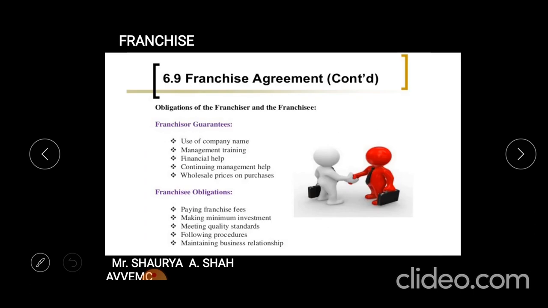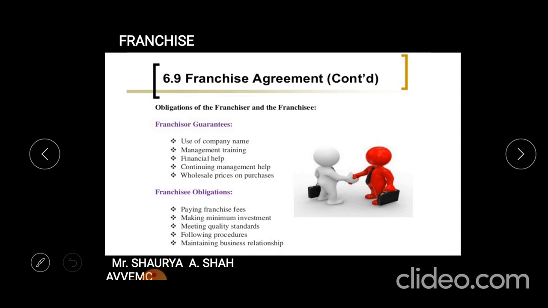In that franchise agreement only, there will be some part regarding the obligations, right? What are the obligations on the part of the franchisor? What are the obligations on the part of the franchisee? So the first guarantee on the part of the franchisor is use of company name, right? The franchisor allows the franchisee to use his company's name. Suppose we are taking a franchise of Pizza Hut. So we are using the brand name of Pizza Hut in order to start the business.